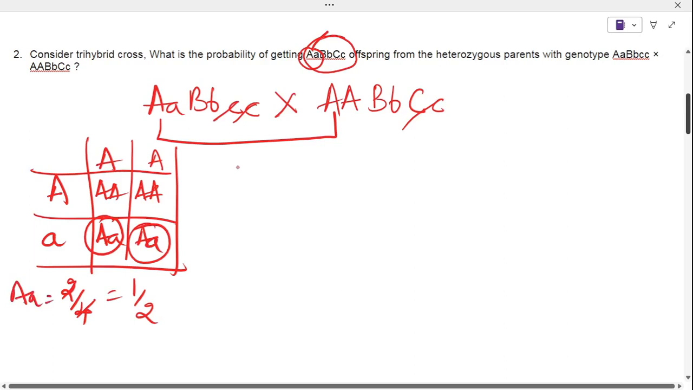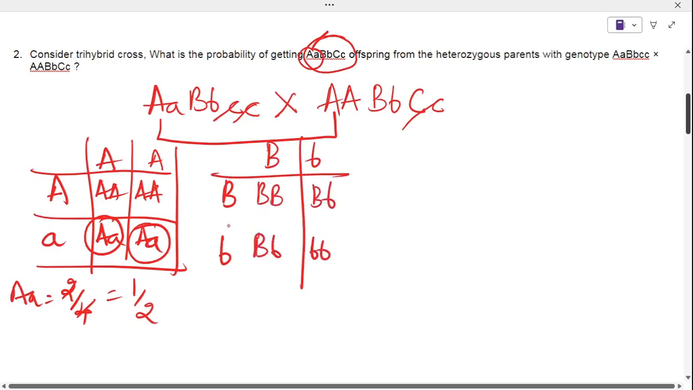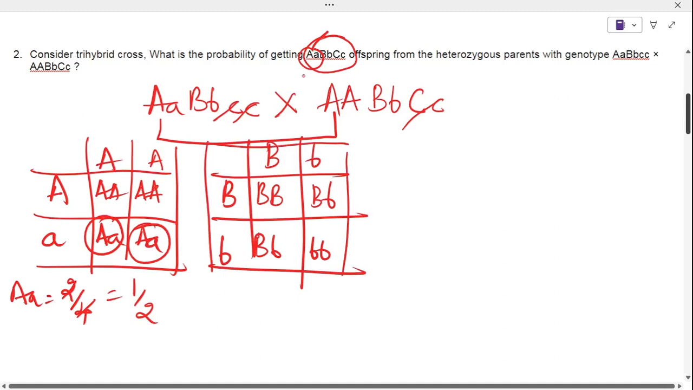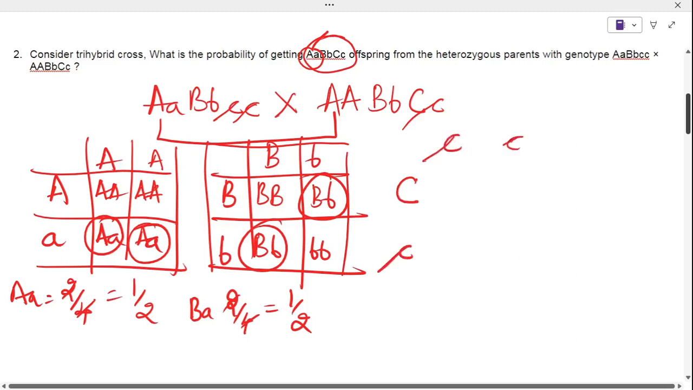Next, I will do one more cross: capital B small b crossed with capital B small b. Two heterozygous parents are crossed here. So we get capital B capital B, capital B small b, capital B small b, and small b small b. What is asked in the offspring genotype is capital B small b. That means 2 out of 4 population, 1 by 2, once again for capital B small b. Next one is capital C small c crossed with small c small c. That is given, right?